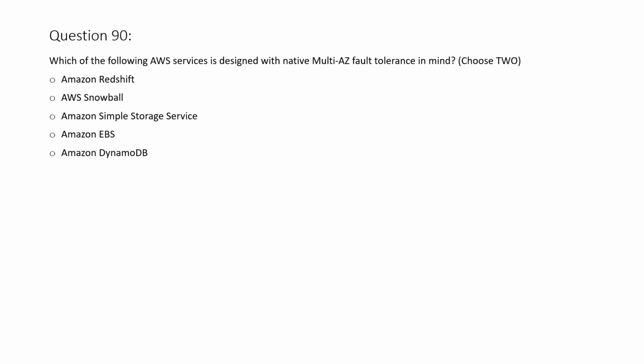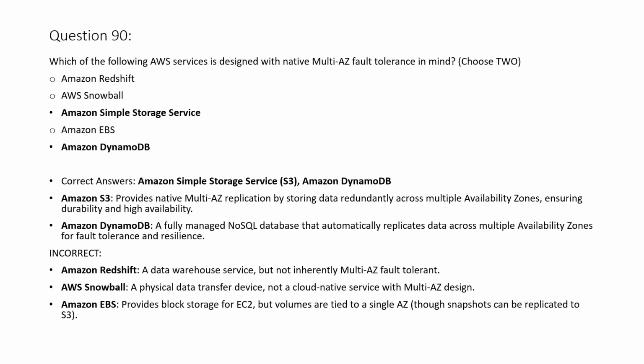Okay. Question number 90. Which of the following AWS services is designed with native multi-AZ fault tolerance in mind? You need to choose two options. The options are Amazon Redshift, AWS Snowball, Amazon Simple Storage Service, Amazon EBS, Amazon DynamoDB. So the correct answers are Amazon Simple Storage Service and Amazon DynamoDB.